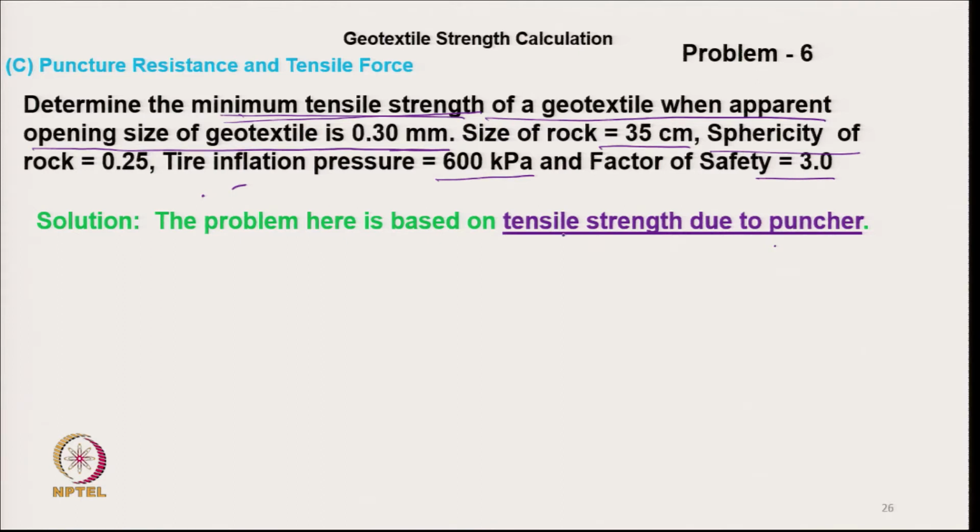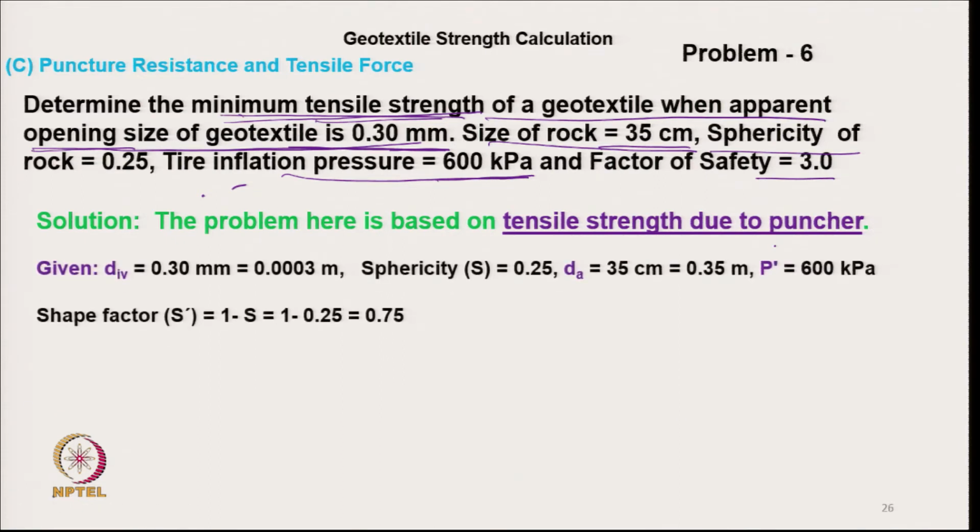Here we have created a puncture-type situation, but we want to know the tensile strength, because we know the geotextile opening size and the size of the rock, and pressure is imparted. So a puncture-like situation is created, but we want to calculate the tensile strength. So we have to use the formula which we have already discussed.